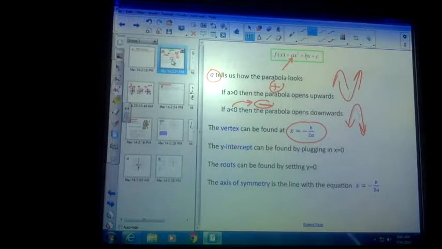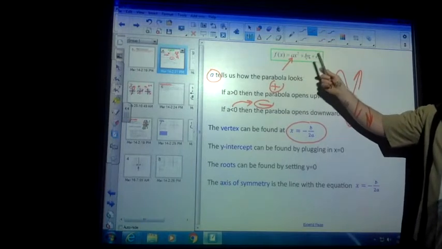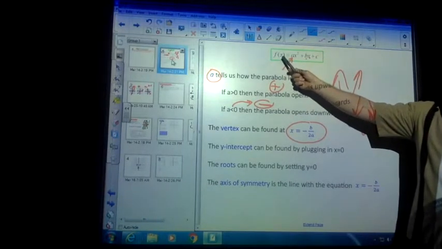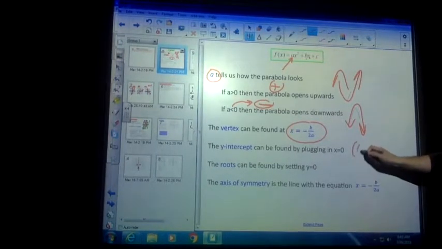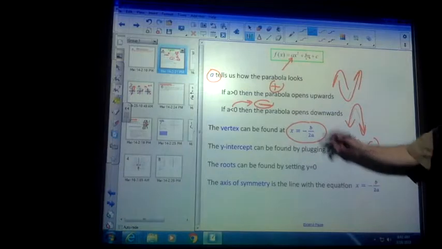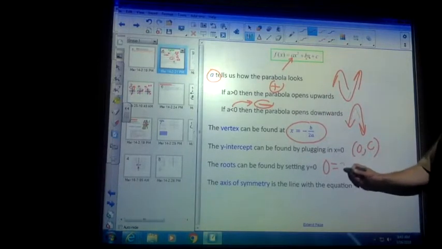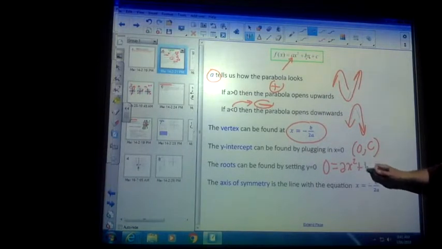The y-intercept can be found wherever you plug zeros in for your x values. So your y-intercept is basically y equals c. So 0, comma c would be where it crosses every time. The roots can be found when you have 0 equal to ax squared plus bx plus c, where you might have to factor this. You might have to recognize there's a difference of two squares, but you set it equal to 0. That was the very last part of our chapter.